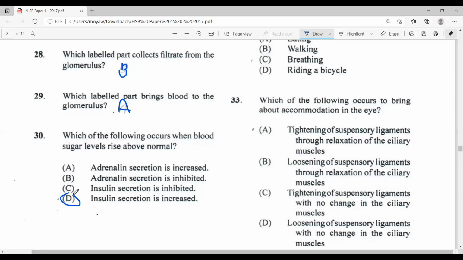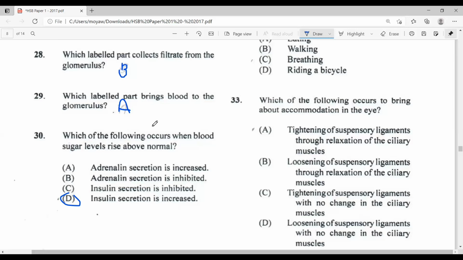Insulin is found in the islets of Langerhans in the pancreas. It is released when blood sugar level rises, and it's going to stimulate the liver and the muscle cells to convert glucose to glycogen. And then it's also going to stimulate the body cells to absorb glucose for respiration. So that's why insulin here would have been produced.